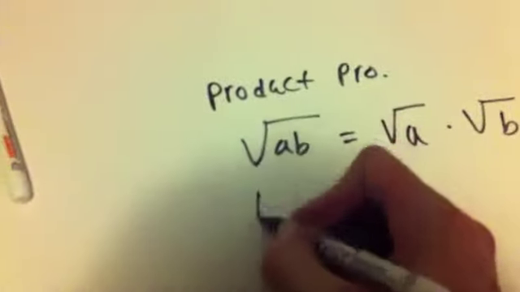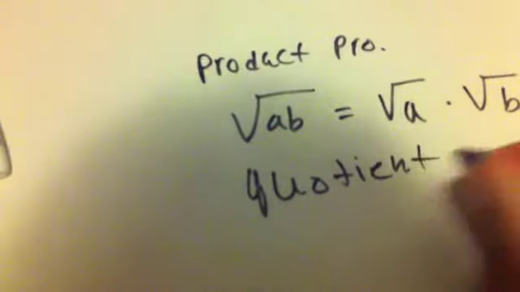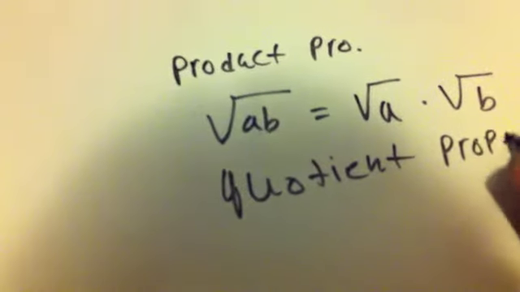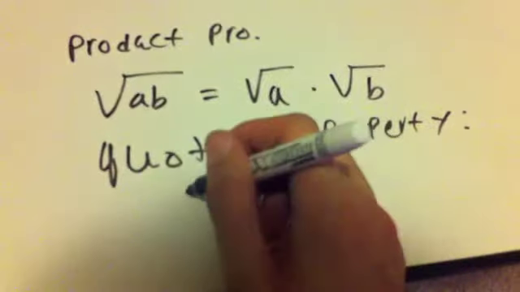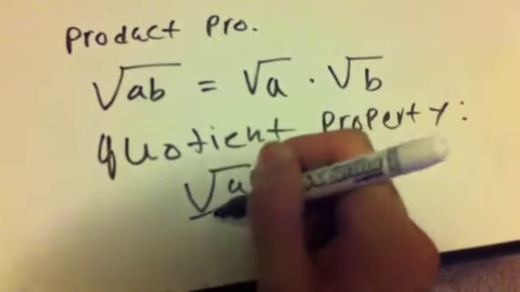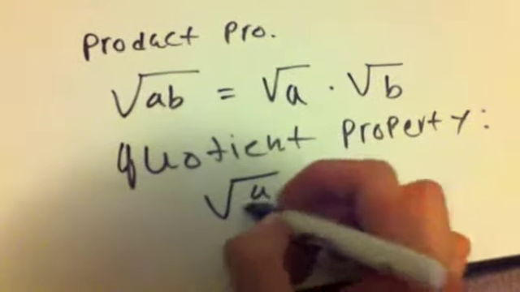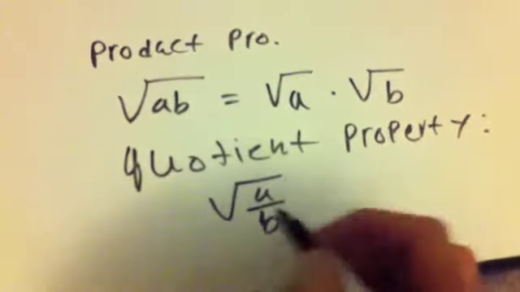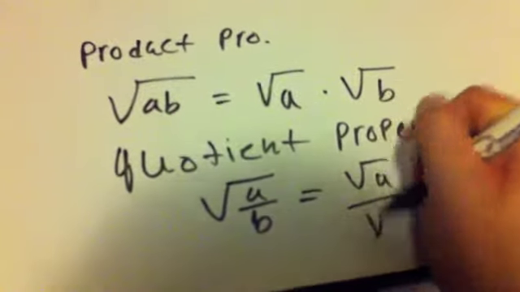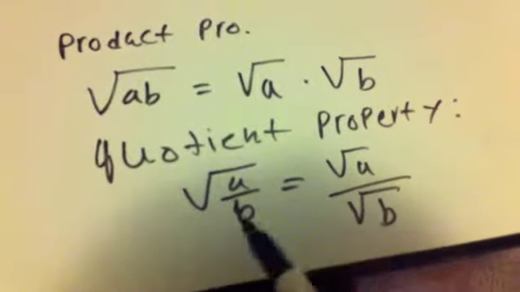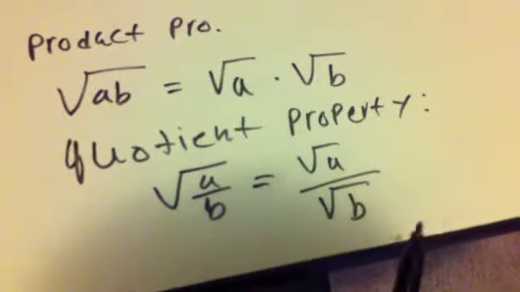Then we have what's called the quotient property, which states the square root of a divided by b. If we have division under one square root, we can separate that and divide it up into the square root of a over the square root of b, instead of doing it all in one radical. And likewise, you can work backwards on that.